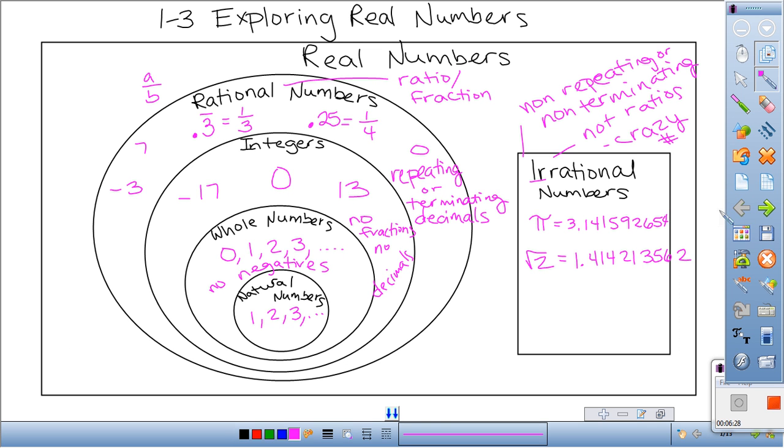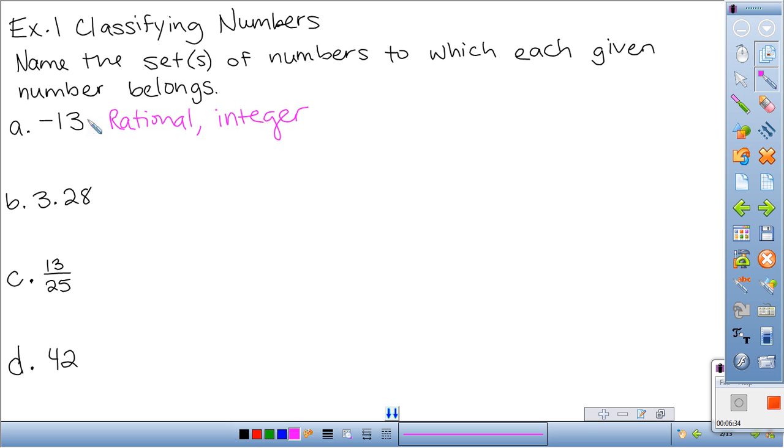And then let's see if we can go down one more. Whole numbers. Now, remember, whole numbers, no negatives. And this is a negative 13, therefore it's not a whole number, and that's it. It's just rational and an integer.